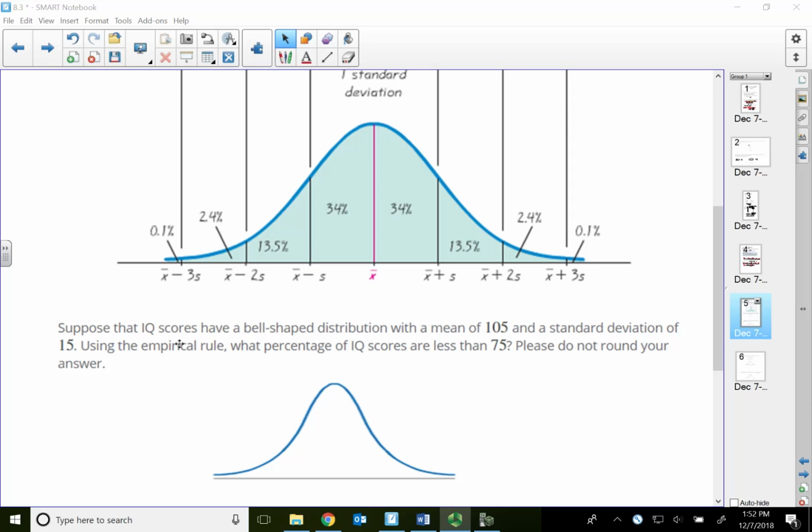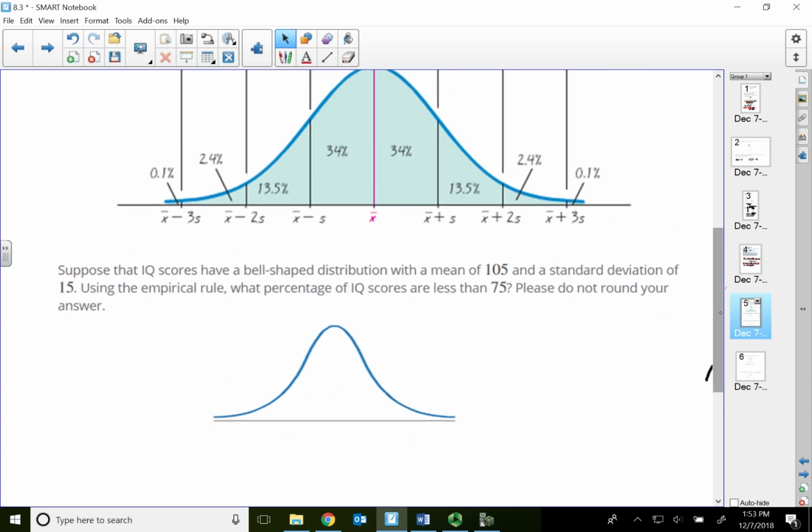So suppose that an IQ score has a bell-shaped distribution, which looks just like the picture above, with a mean of 105 and a standard deviation of 15. Use the empirical rule. What percentage of the IQ scores are less than 75? So the first thing we have to do is find the mean. Where is the mean for the bell-shaped distribution? The mean is always going to be in the middle, and the problem tells me the mean is 105.